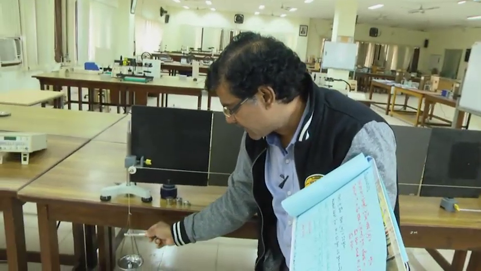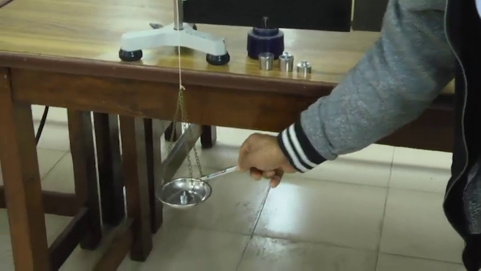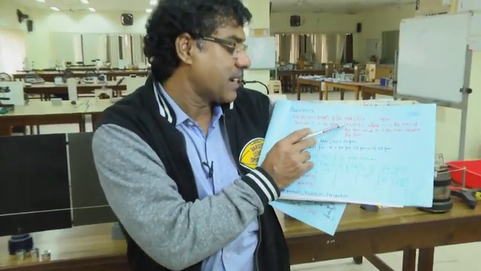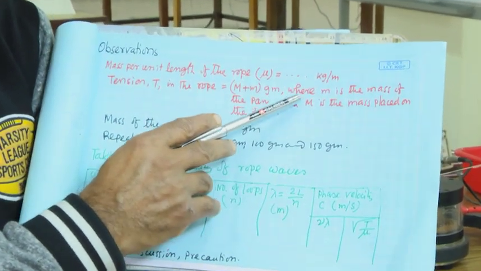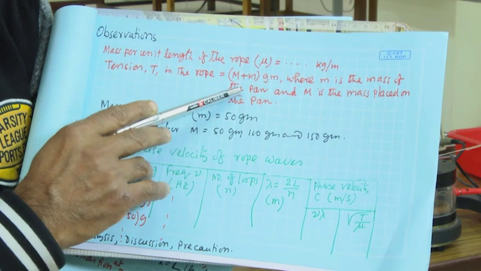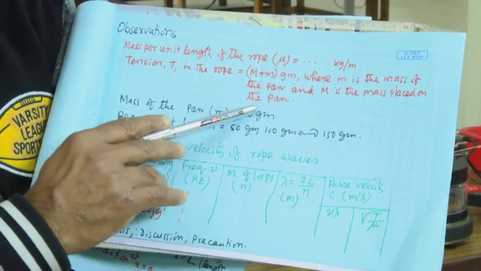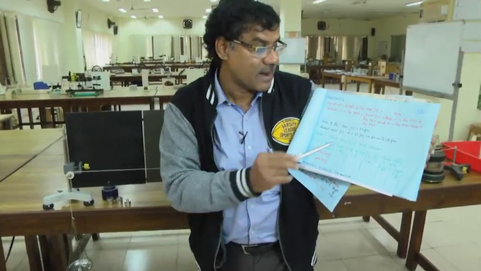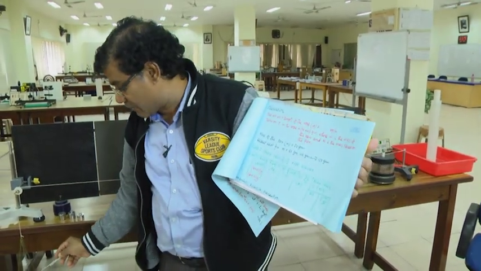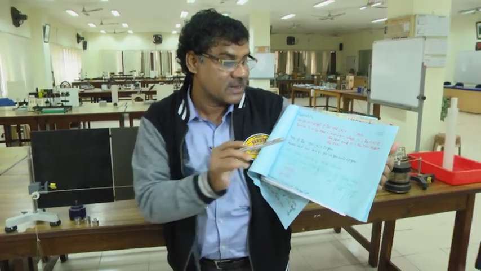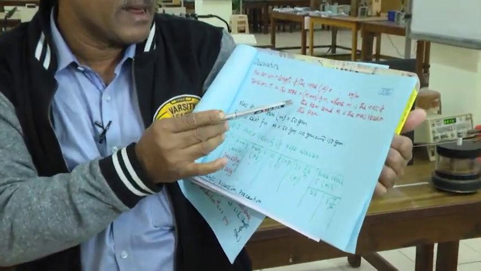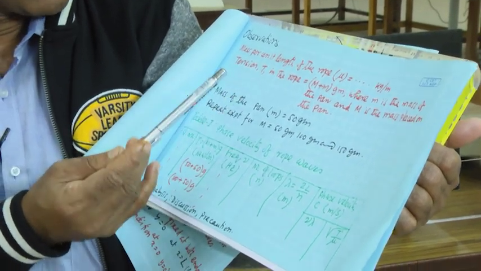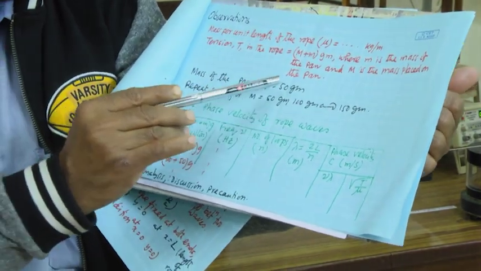You see, there is a pan here. On top of the pan, we are putting mass. The weight of this pan is 50 gram. So small m is the mass of the pan, and capital M is the mass placed on the pan. In our case small m is the mass of this pan, 50 gram, and now we have placed another 50 gram, so capital M is 50 gram. So the total is 100 gram. So tension T is basically mg, so 100 gram times g, the acceleration due to gravity, whose value is known to us. So we have to note down the mass of the pan, 50 gram.